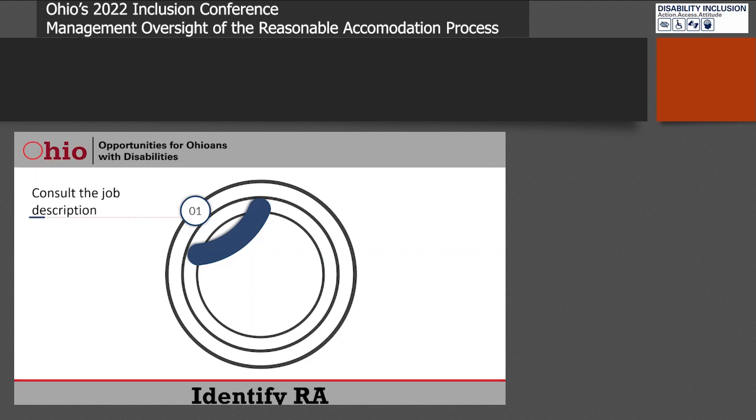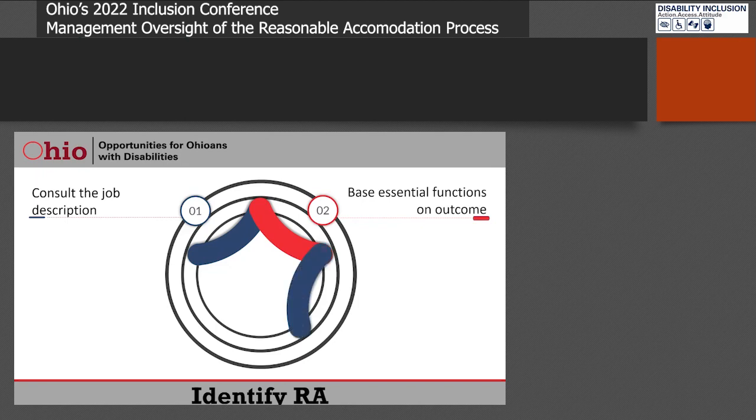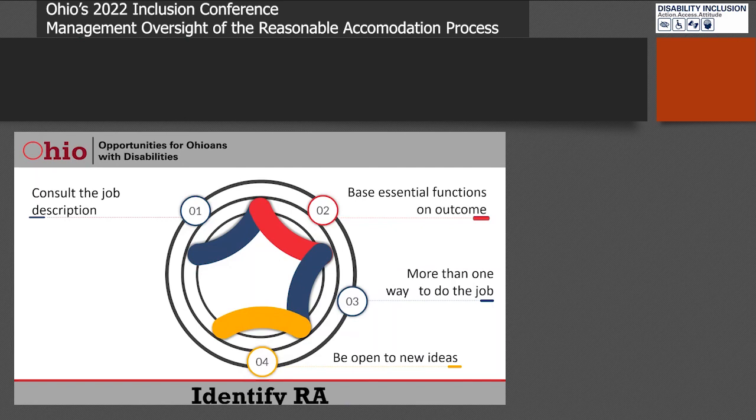This is another reason why it's important to write essential functions based on the outcome of a task rather than on the way the task is usually performed, because it can be helpful in identifying an effective reasonable accommodation. Because remember, there is often more than one way to get the job done. So it's helpful for supervisors to be open to new ideas so they can take an active and helpful role in identifying a solution when needed.